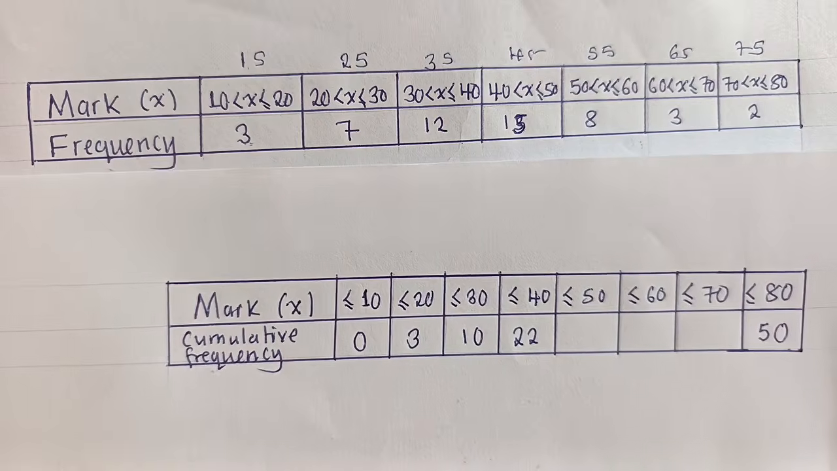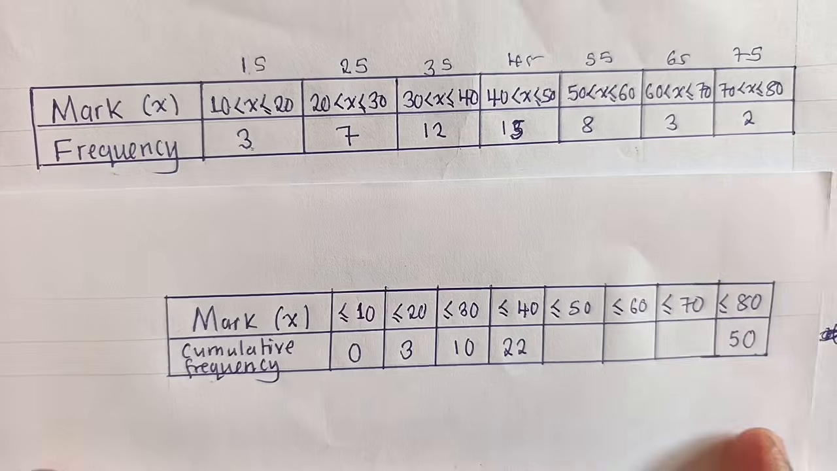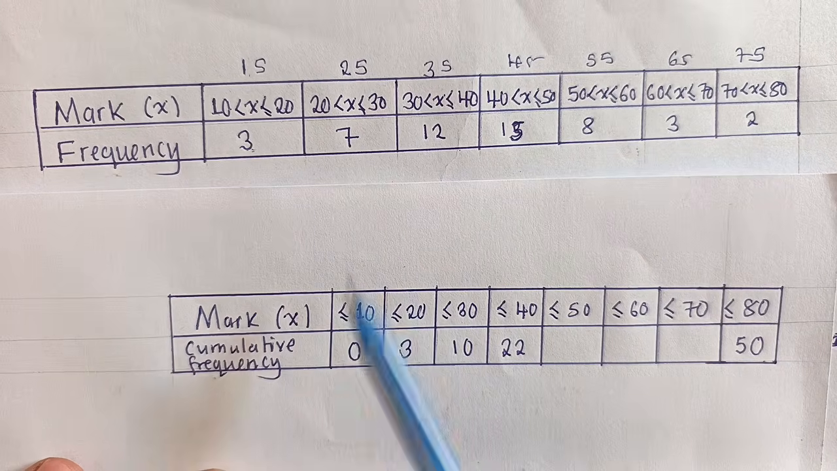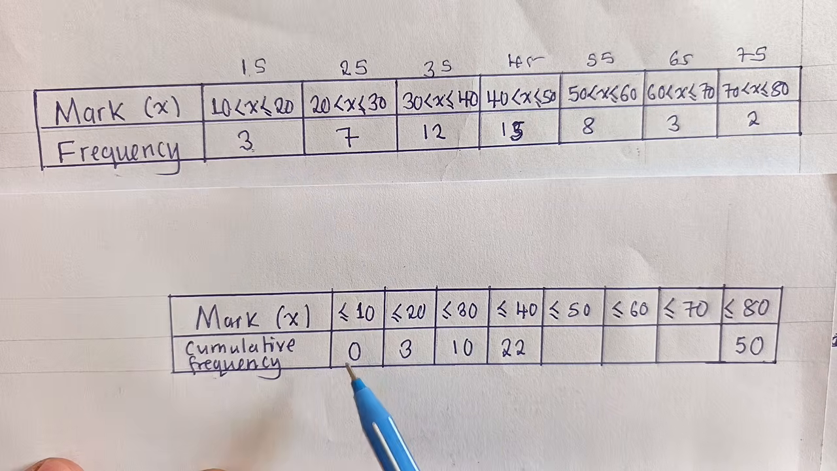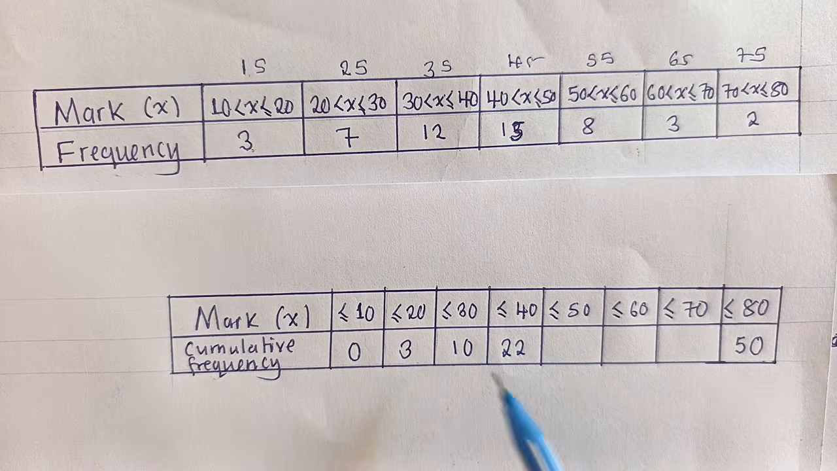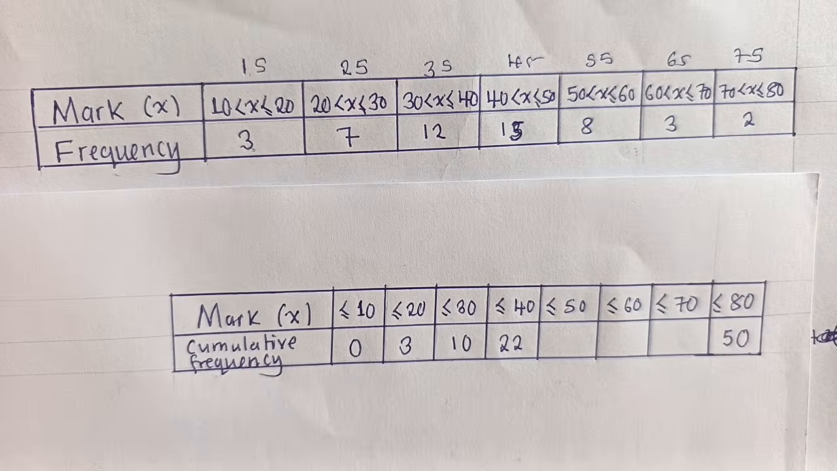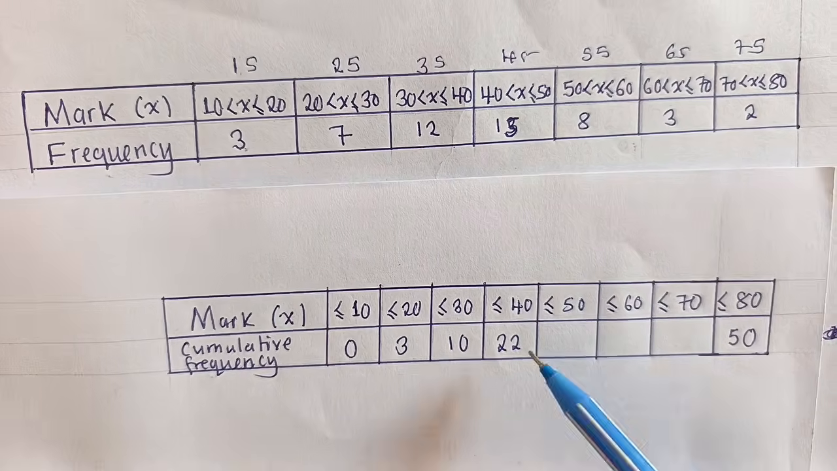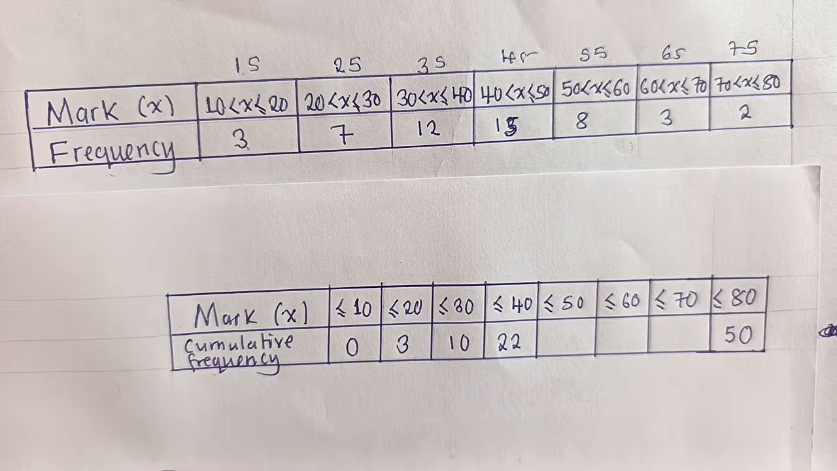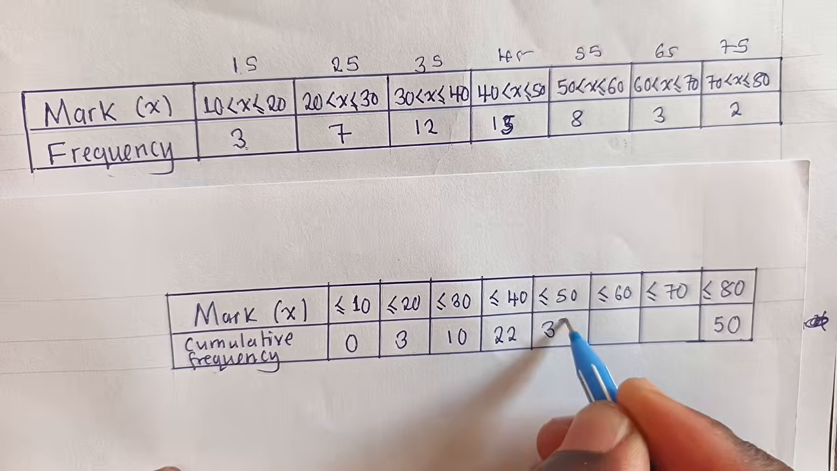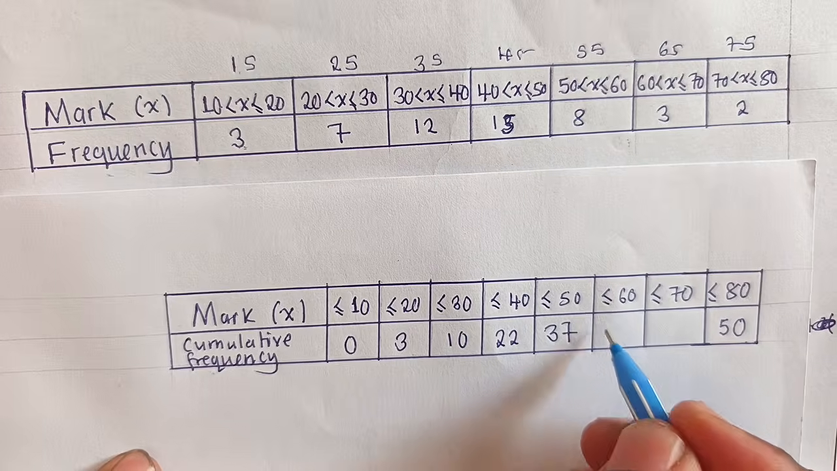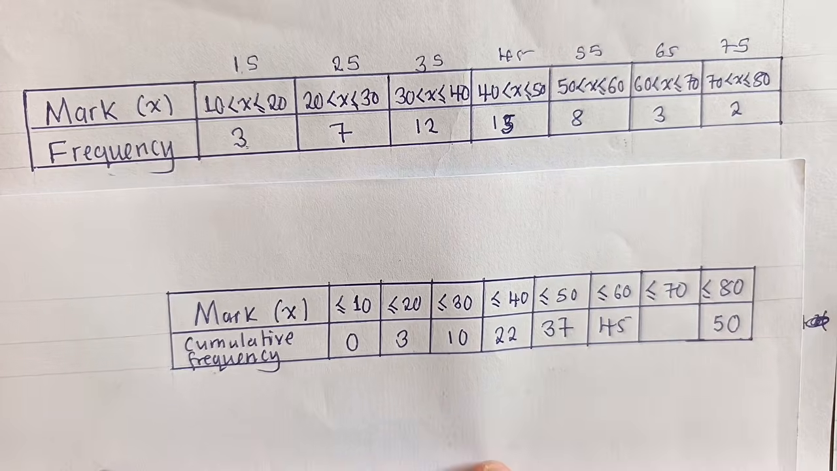So for us to be able to work out cumulative frequency, we need to use both tables, okay? So we shall say this is 3. So 3 plus 0, it will give us 3. 3 plus 7 will give us 10. 10 plus 12 will give us 22. So this 22 plus 15, we are going to get 37. So the missing number here is 37. 37 plus 8, we're getting 45. So this is 45. 45 plus 3.